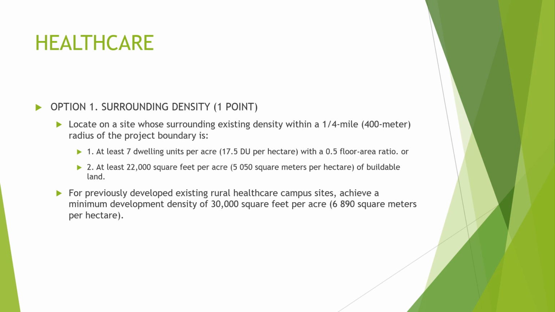Buildings that fall under the Healthcare category can earn 1 LEED point under Option 1, Surrounding Density, if they are located on a site whose surrounding existing density within a quarter-mile radius of the project boundary is at least 7 dwelling units (DU) per acre with a 0.5 floor area ratio. The density must be existing density and not zoned density, or at least 22,000 square feet per acre of buildable land. Previously developed existing rural healthcare campuses should achieve a minimum development density of 30,000 square feet per acre in order to earn this LEED point.